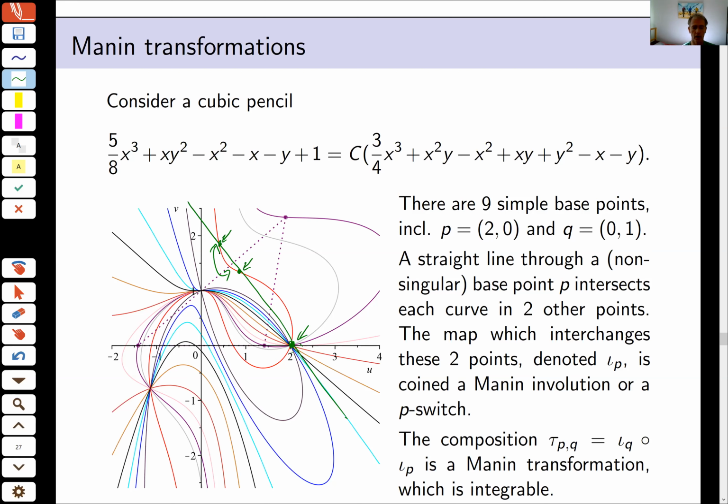And that works for every point in the plane. For every point in the plane, there is a curve. That curve will go through this base point. So for every point, there is one other point, and that is the image of that point under the Manin involution. And the composition of 2 Manin involutions is a Manin transformation. And again, that's an integrable map because it is measure preserving as well.